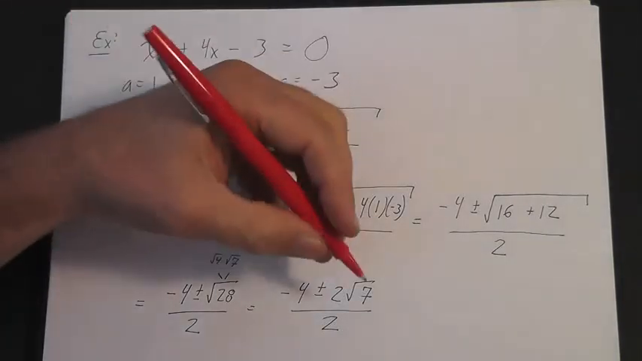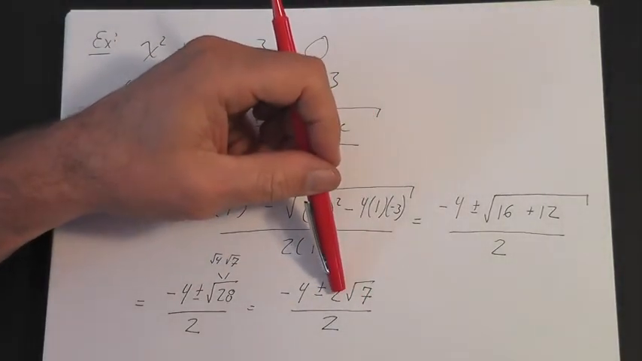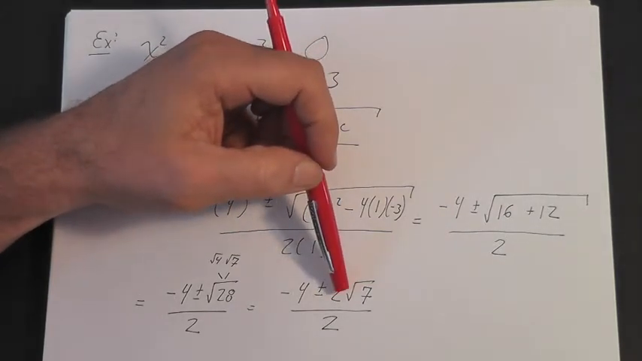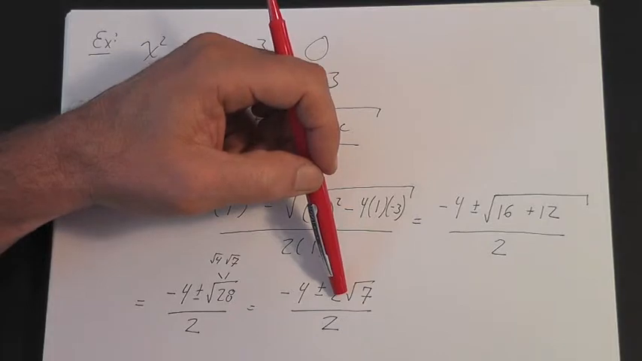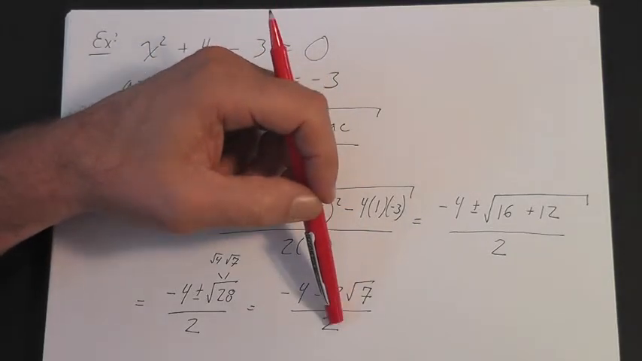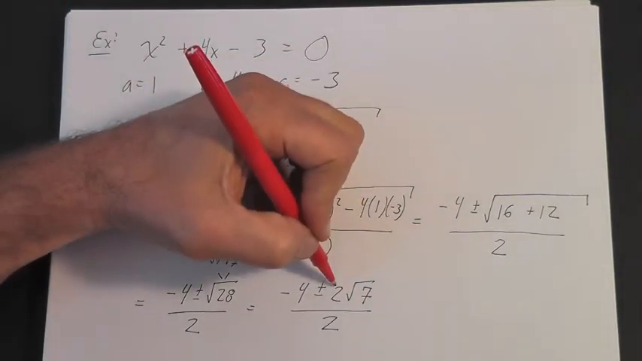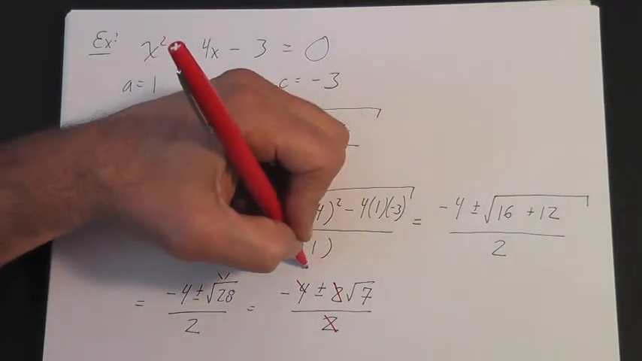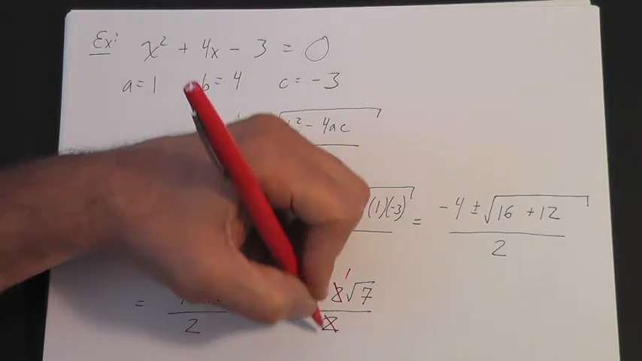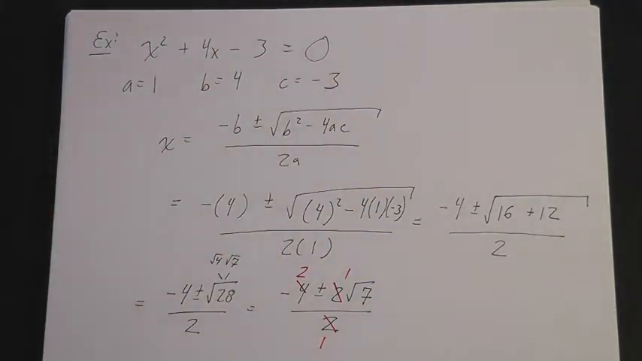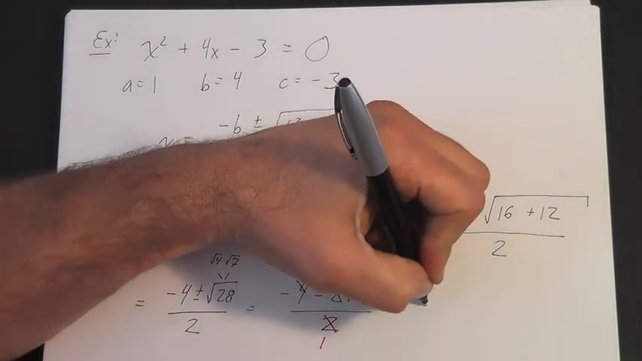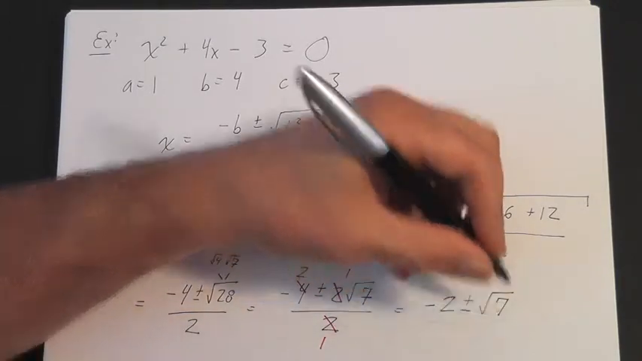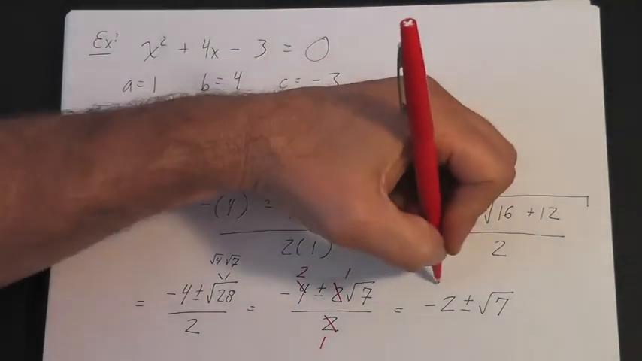Now at this point you have to be careful. You can't separately cancel the 2 and the 2. But because you can simplify the 2 and the 4, both of these numbers with a 2, then you can factor a 2 out of everything. So you divide this number and this number by 2. So that'll be a 2, that'll be a 1, and that'll be a 1. And your final answer is going to be minus 2 plus or minus root 7. And that's how you solve using the quadratic formula.